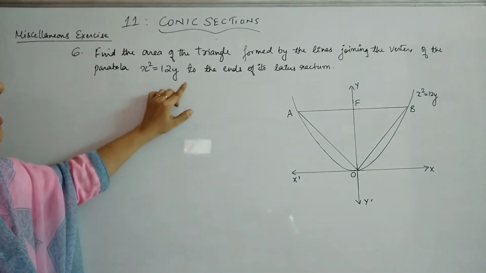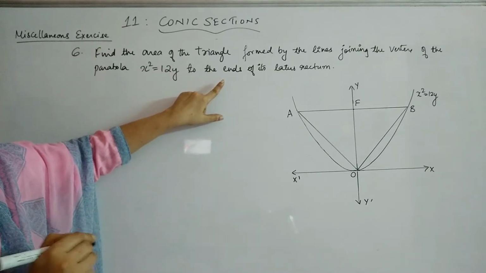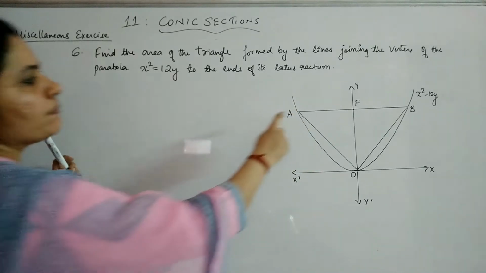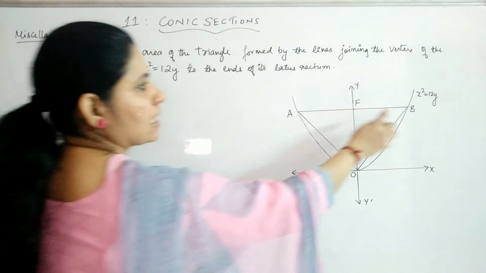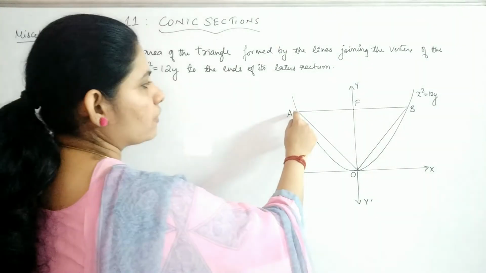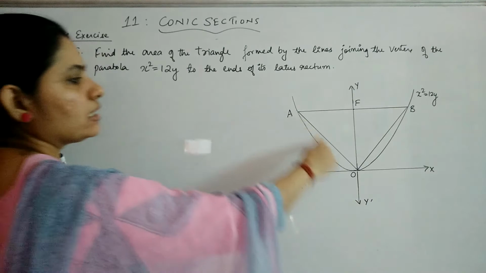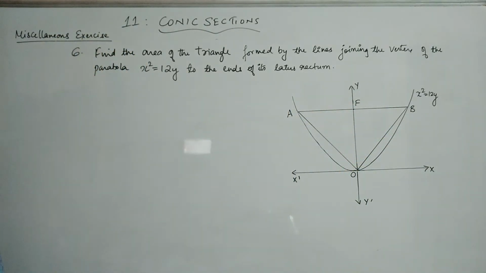Now what they are saying is the triangle which we are forming should be the line joining, the three lines will be like, one should be the latus rectum. Ends of the latus rectum are this and this. So we have taken AB as the latus rectum, so that one point is A, the other point is B, and the third point is O. So joining these three, what triangle is formed, you have to find out the area of that triangle.